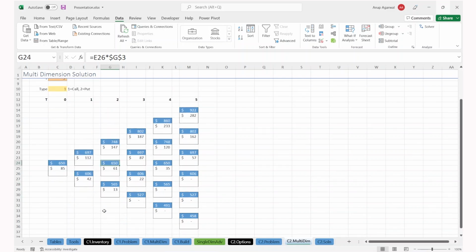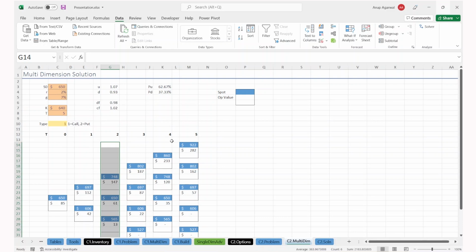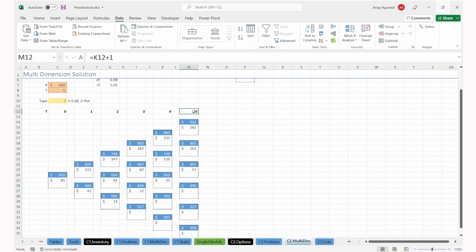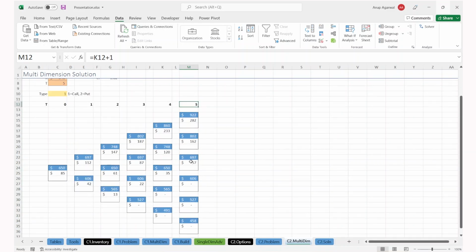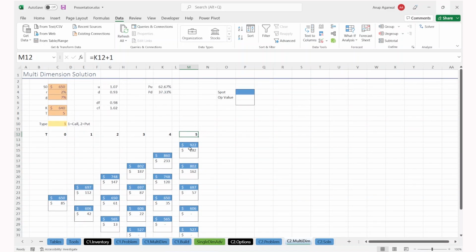So this converges. The first leg has one possibility, the second leg has two possibilities, the third leg has three possibilities, and so on. And so in 5 time periods, there are 6 possible places where the stock price can be. And then the option can only be exercised at this period.